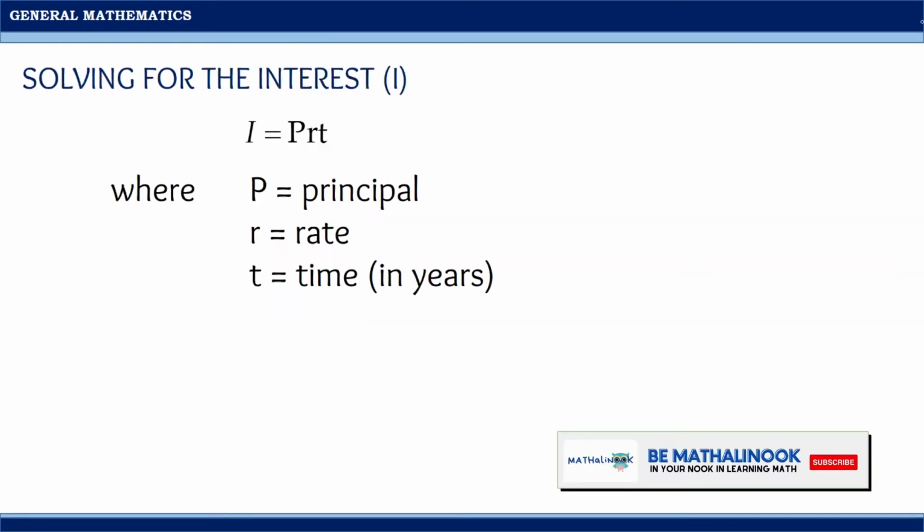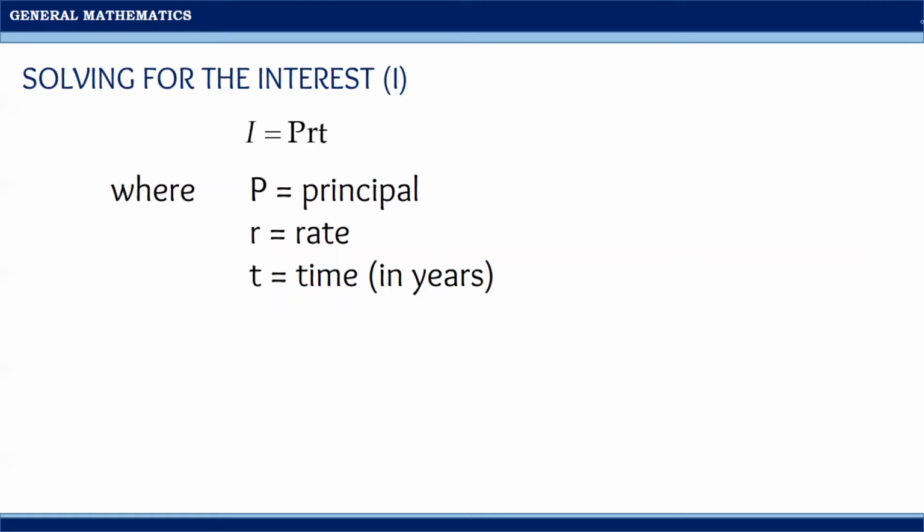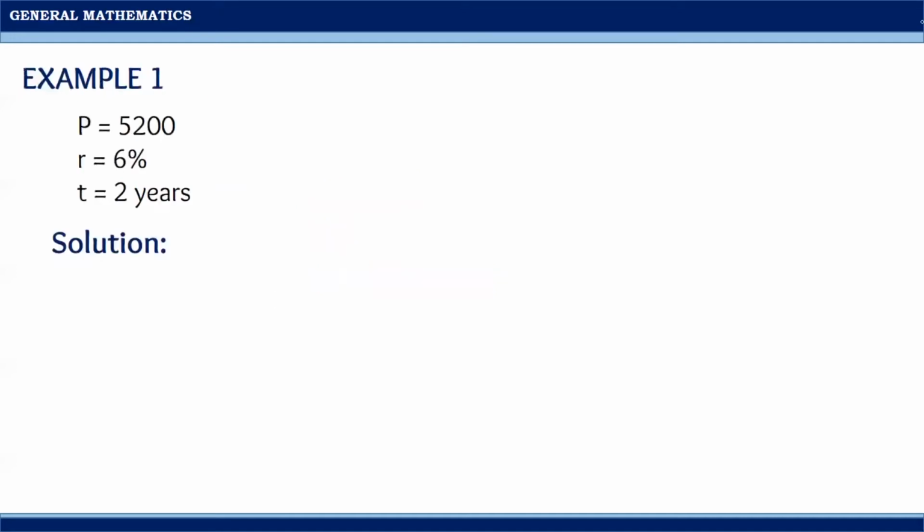Solving for interest, we will be using the formula I equals P times R times T, wherein P is the principal, R is the rate, and T is the time in years. Let us consider this example. Suppose that the principal is 5,200, the rate is 6%, and the time is 2 years. We need to find the value of I, or the interest.